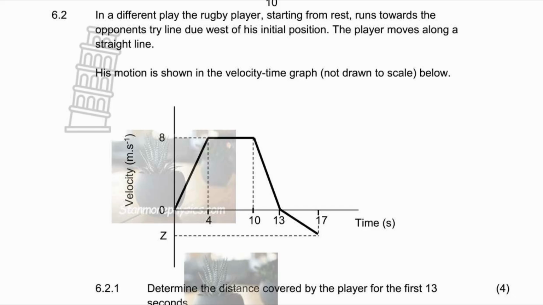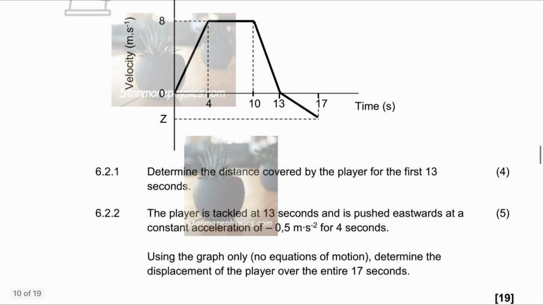In a different play, the rugby player starting from rest runs toward the opponent's try line due west of his initial position. So moving westerly. The player moves along a straight line. His motion is shown in the velocity time graph not drawn to scale below. Question 6.2.1. Determine the distance covered by the player for the first 13 seconds.